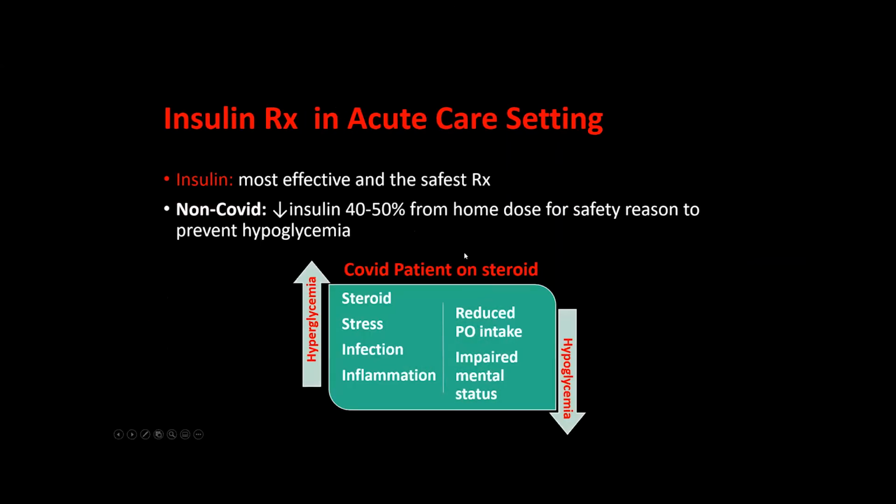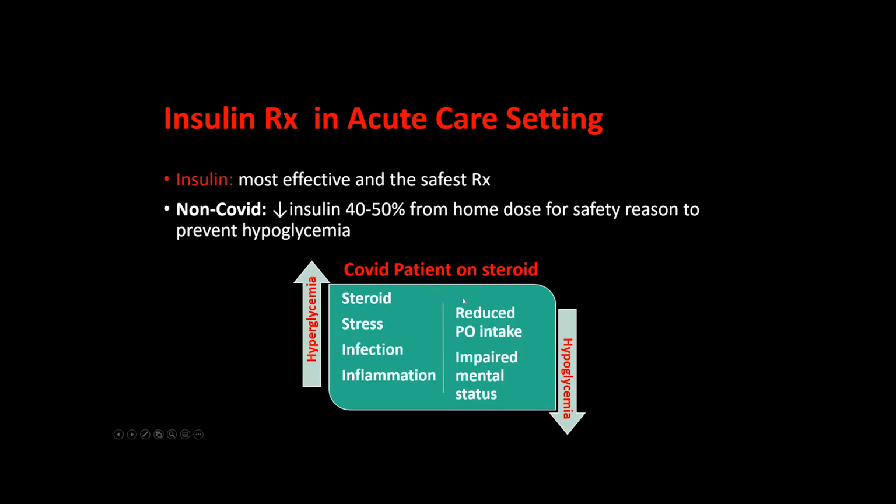The most effective treatment is insulin. In a non-COVID patient, if the patient comes to the hospital, or if the patient has reduced PO intake because of acute illness, we usually cut down the insulin 40 to 50% from the home dose. It is mainly for safety reasons, to prevent hypoglycemia, because in the hospital the setting is much more controlled. Compliance is much improved because the nurse will come and give the insulin, and the food is also a low carb diet in the hospital. So we cut the daily insulin requirement to 40 to 50% of the home dose. Of course, you can adjust it the next day or the day after.